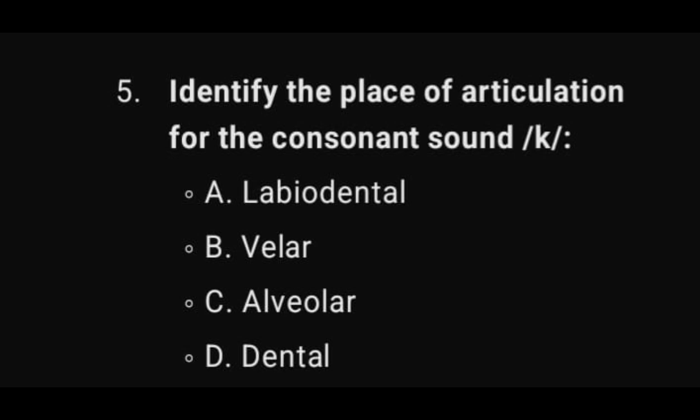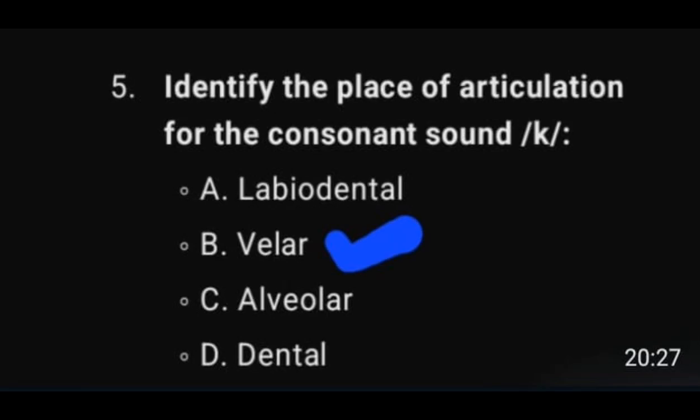Identify the place of articulation for the consonant sound k. Is it a labiodental? Is it a velar? Is it an alveolar? Is it a dental sound? The correct answer to that question is option B, that is velar. K is a velar sound, because the production of k takes place somewhere around the velum. Whenever you want to pronounce k, the velum is raised to block the airflow coming from the lungs, and so that is why we refer to it as a velar sound.